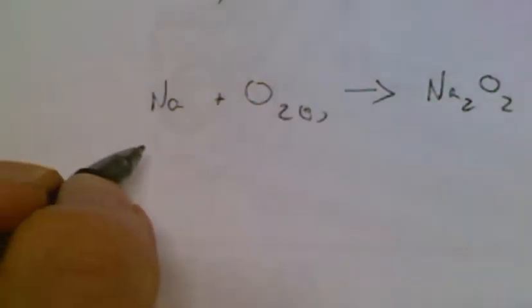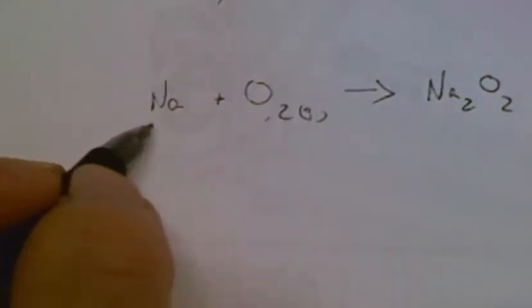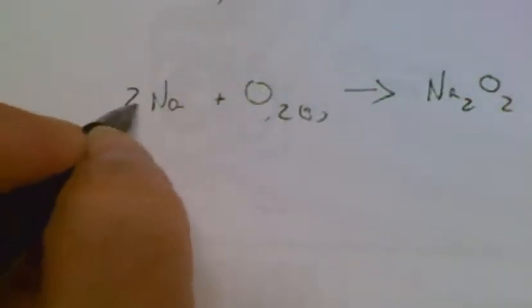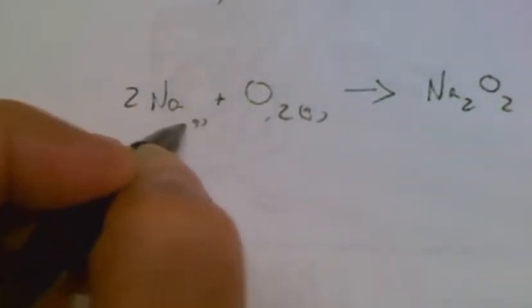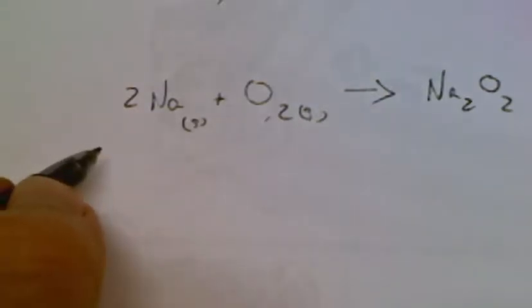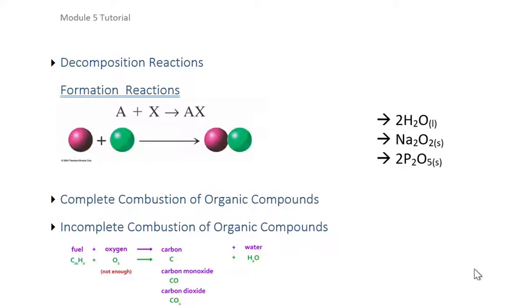So now I simply balance it. Well, my oxygens are already balanced. My sodium is not, but that's a pretty simple fix. I'm going to take sodium. And now we have our balanced sodium oxide. Not so bad, is it?